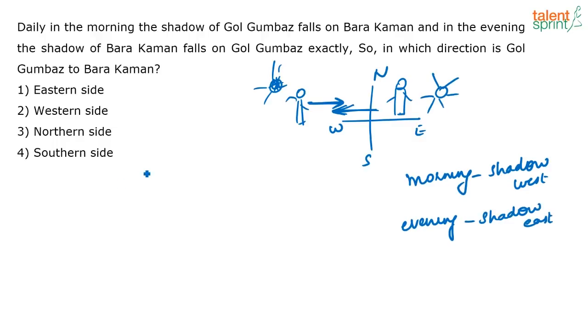Now what are they saying? There are two, I think it's buildings, right? There are two buildings. So what happens? It is given that daily in the morning, the shadow of Gol Gumbaz falls on Bara Kaman.